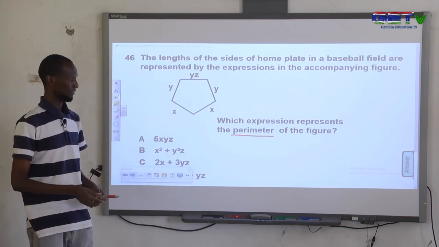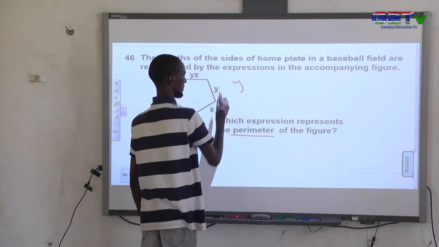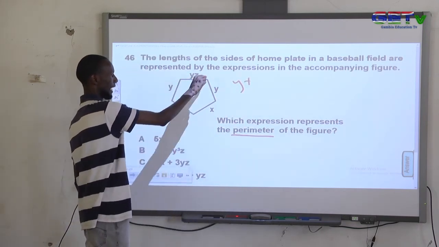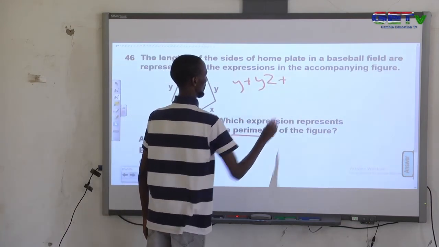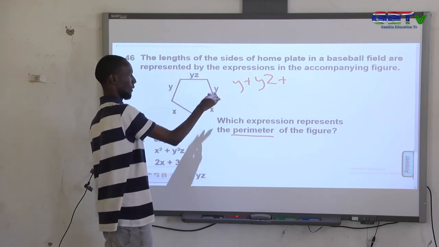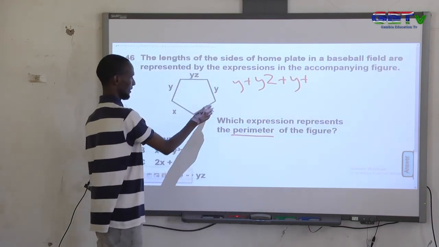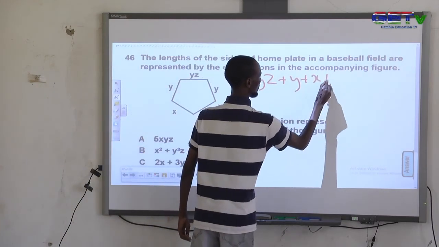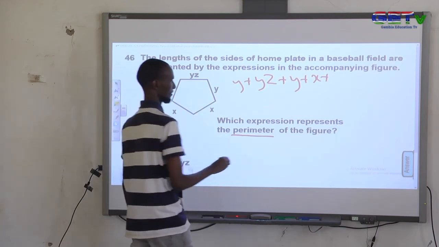So let's add through this. This first length is y. Plus, this other length here is yz. Plus, this other length here is y. Plus, this other length is x. And this other length right here is also x.